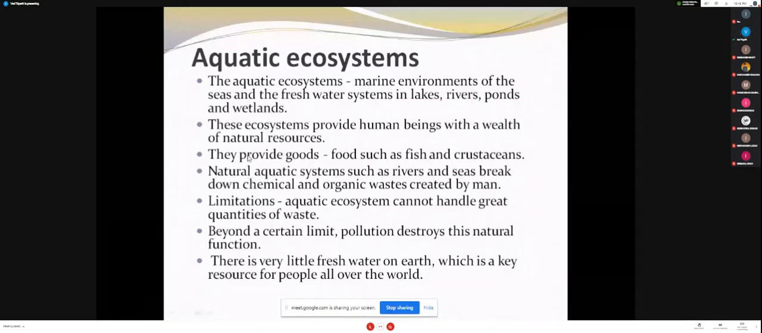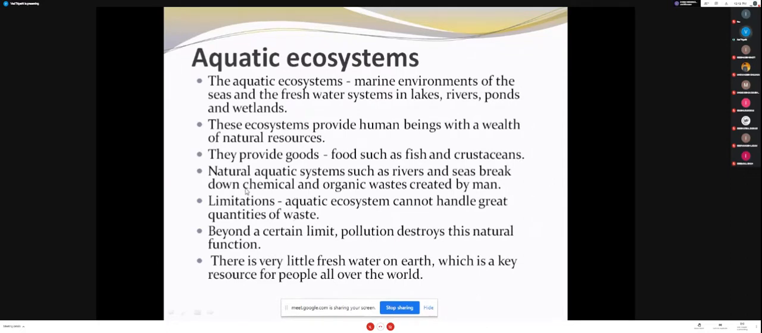These ecosystems provide human beings with a wealth of natural resources. So it provides fish and crustaceans, which are utilized as food by many. Natural aquatic systems, the rivers and seas, break down the chemical and organic waste created by humans. But there are limitations to this.